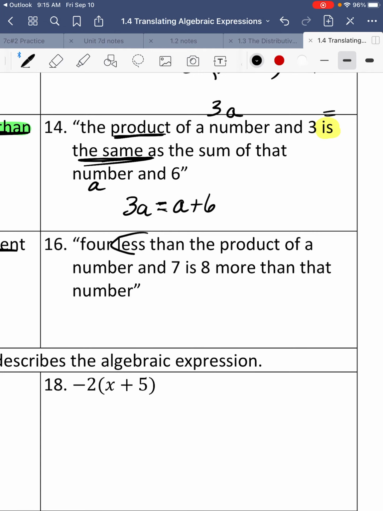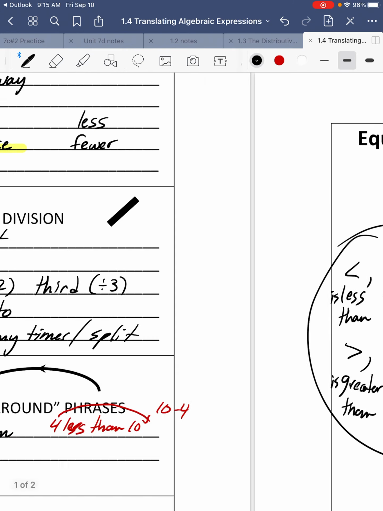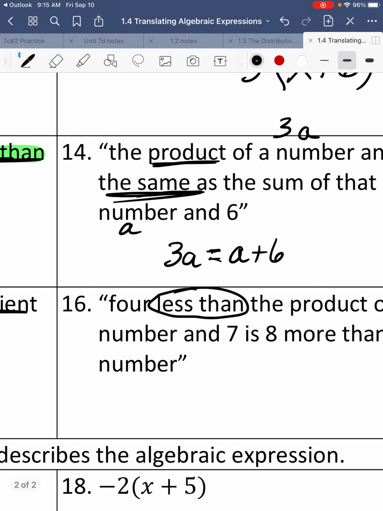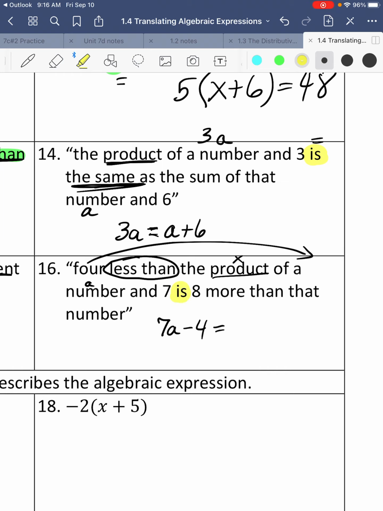4 less than, look back, less than is the turnaround. So I'm going to turn it around. 4 less than, so 4 is going to come after the product. Product means multiply of a number, any letter you want, and 7. So product of 7 and a minus 4 is, search for that is equal sign, 8 more than that number. So 8 more than is addition, so it's 8 more than a number, so yeah, it's the exact same number, so 8 more than the number.